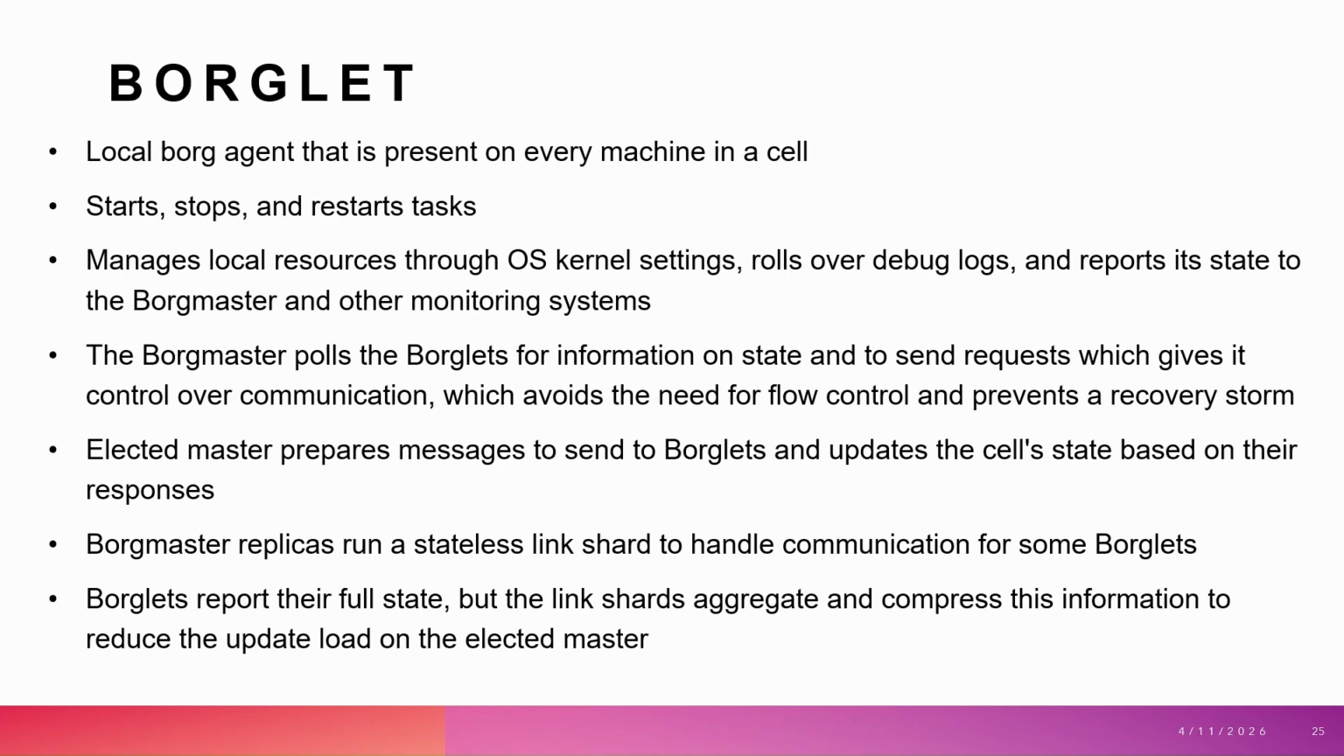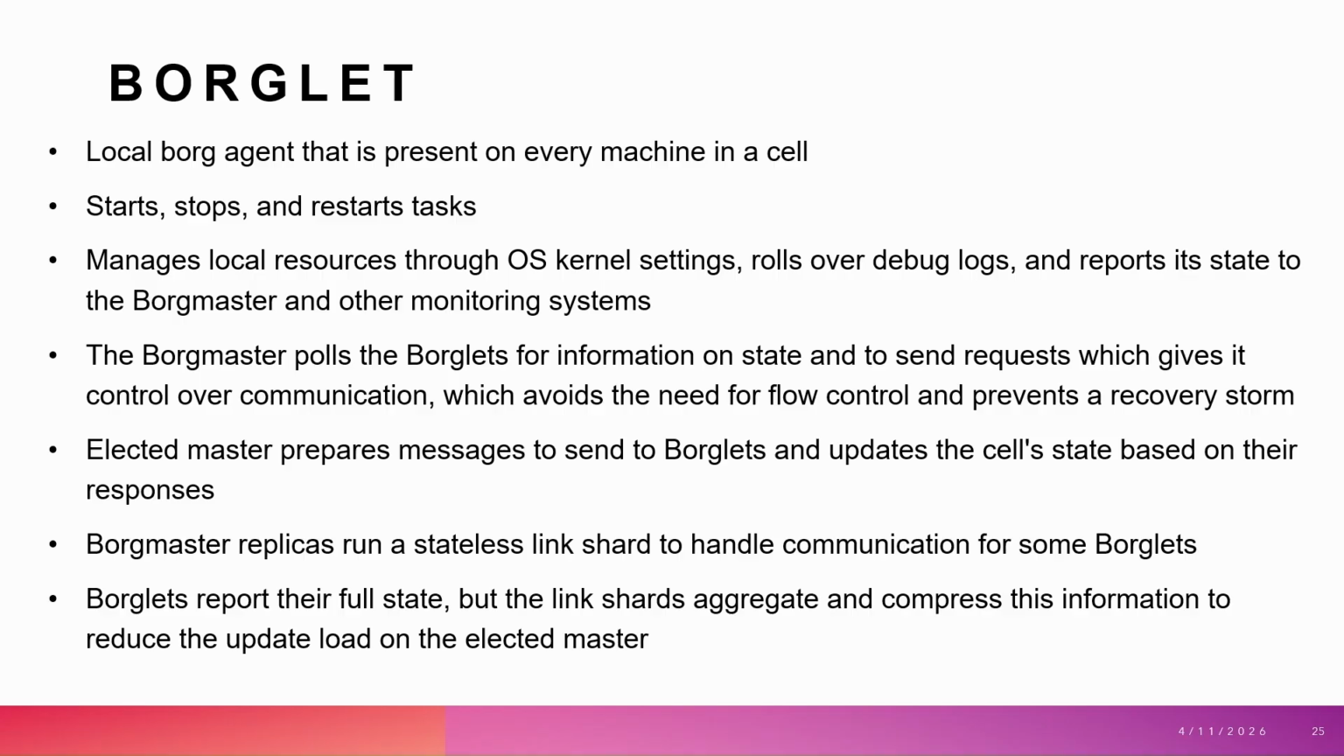Now we're covering the Borglet. So the local Borg agent is present on every machine in a cell, and it starts, stops, and restarts tasks in that machine. It manages local resources through the OS kernel settings, rolls over debug logs, and reports its state to the Borg master and other monitoring systems. The Borg master pulls the Borglets for information on state and to send requests, so it has full control over the communication. So this avoids the need for flow control and prevents a recovery storm.